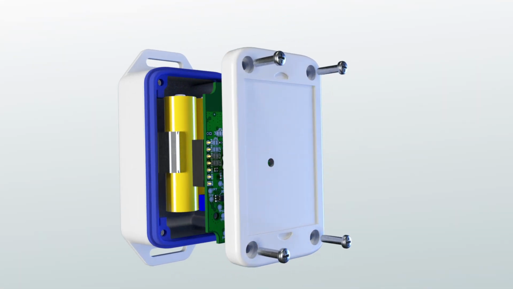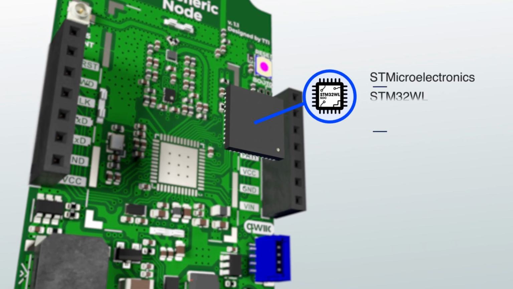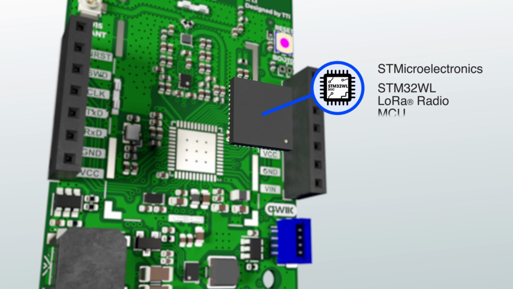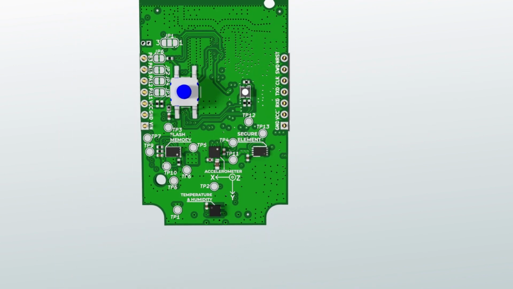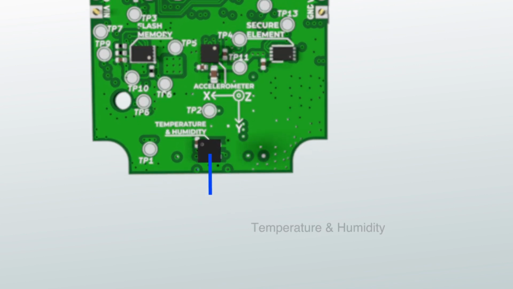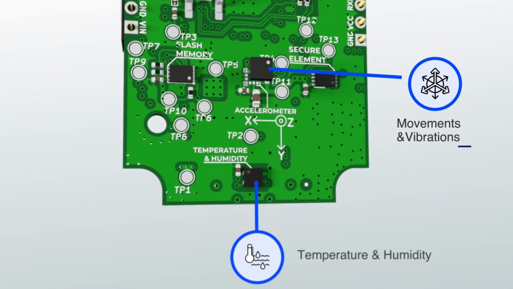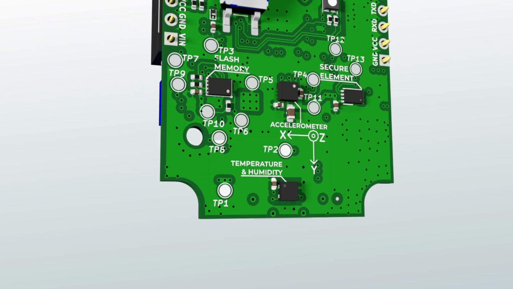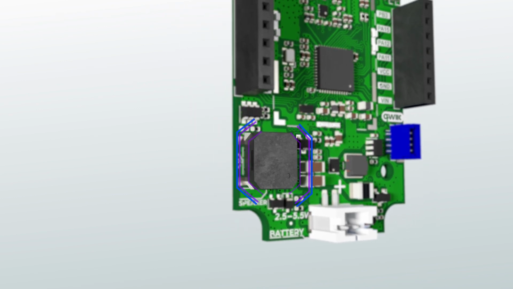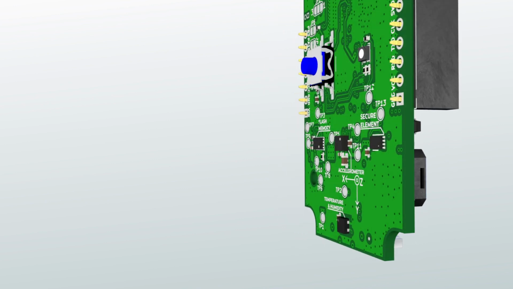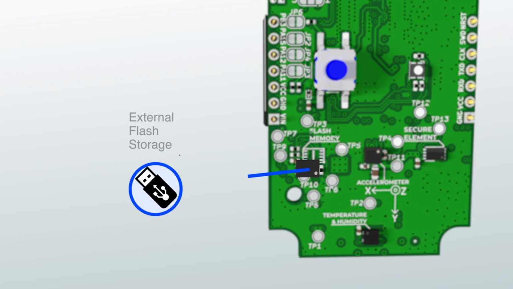At the core of this Generic Node Sensor Edition, you can find the STMicro's STM32WL, the LoRa radio, and a MCU packed in one system on a chip. The onboard sensors and peripherals can measure temperature and humidity, while the accelerometer detects the smallest of the movements and vibrations with high accuracy. Along with that, there is also a buzzer which provides auditory feedback, and an external flash for data logging and making it ready for firmware updates over the air.